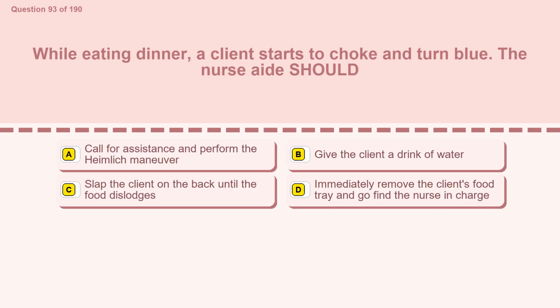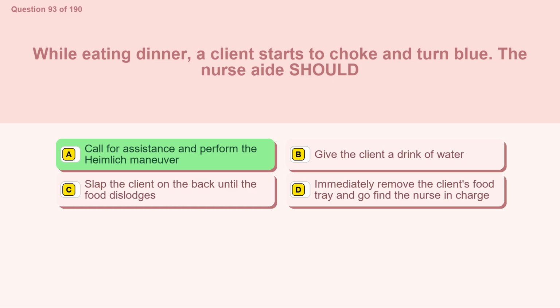Question 93. While eating dinner, a client starts to choke and turn blue. The nurse aide should: Option A, call for assistance and perform the Heimlich maneuver. Option B, give the client a drink of water. Option C, slap the client on the back until the food dislodges. Option D, immediately remove the client's food tray and go find the nurse in charge.